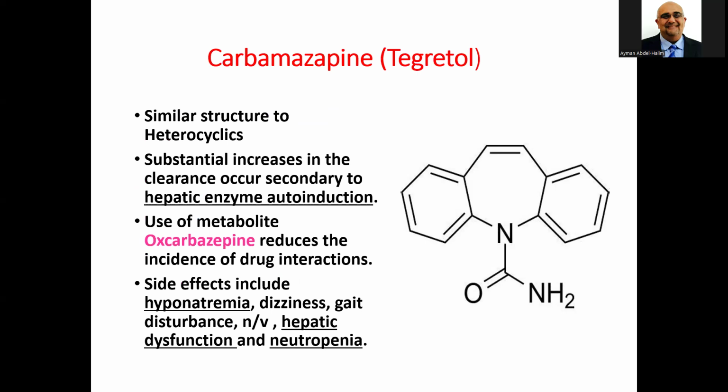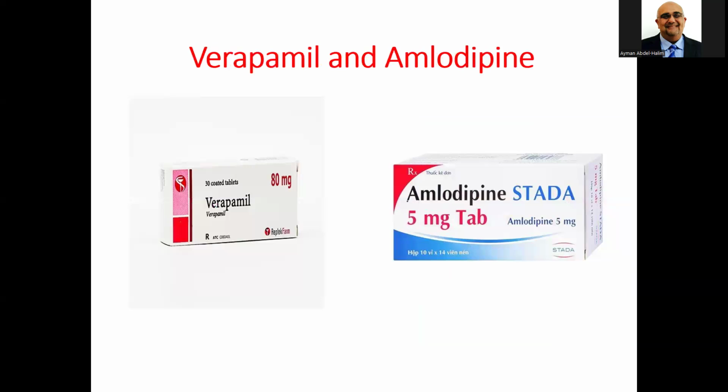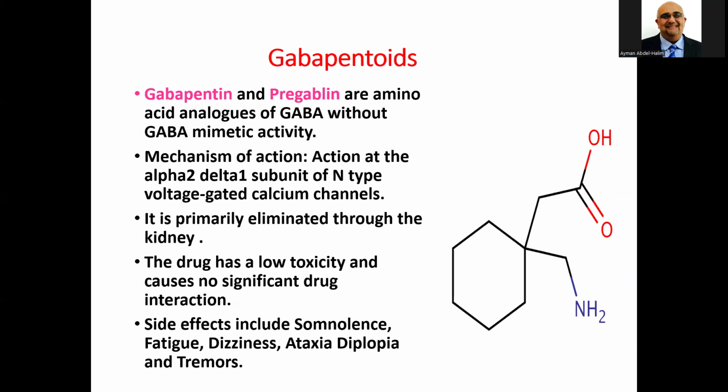All right, carbamazepine, Tegretol, in trigeminal. Then we have calcium channel blockers like gabapentoids, gabapentin, and pregabalin. And then we have the L-type calcium channel blockers such as verapamil and amlodipine. Okay, the verapamil is used for cluster headache prevention, amlodipine and nifedipine for Raynaud's disease. The gabapentoids, we talked about it. There is an intrathecal form of gabapentoids called ziconotide. Okay, this one. So these are the verapamil, amlodipine for Raynaud disease, gabapentoids for neuropathic pain, working on the N-type calcium channels.